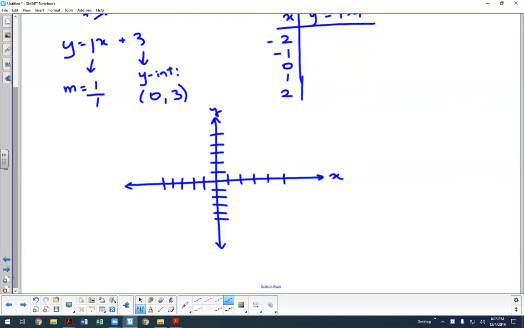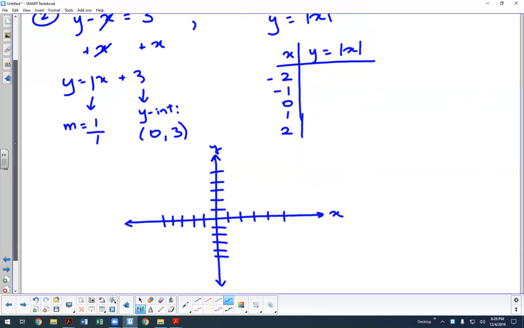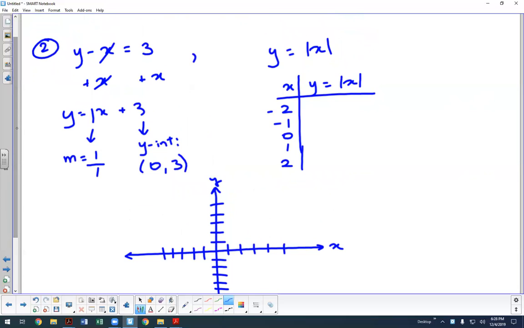So what do we have for those y values? We have 2, 1, 0, and 1 and 2. Yeah, remember absolute value makes everything positive. So positives will stay positive, negatives will become positive.